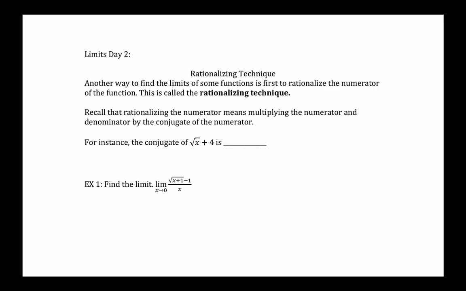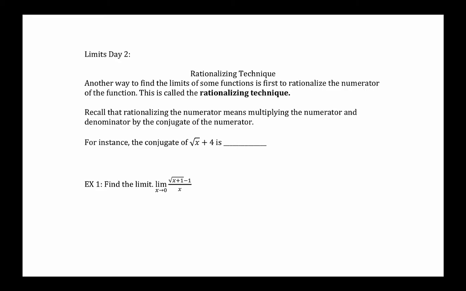Alrighty, let's add some more skills to help us find limits. So we're going to use this thing called the rationalizing technique. Another way to find the limits of some functions is to first rationalize the numerator of the function. Again, we call this the rationalizing technique. We call it rationalizing a numerator. It means multiplying the numerator and denominator by the conjugate of the numerator.